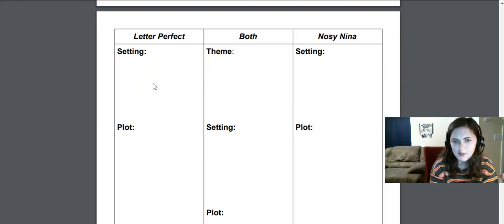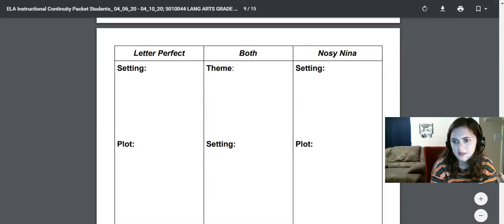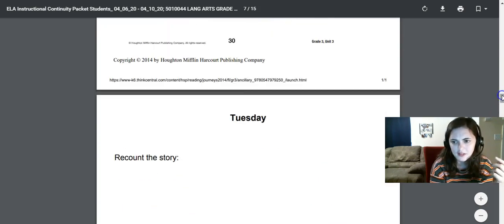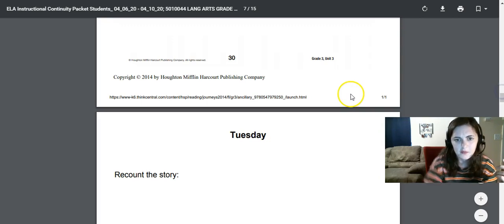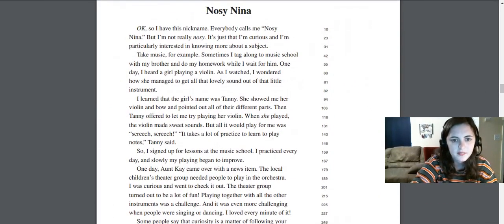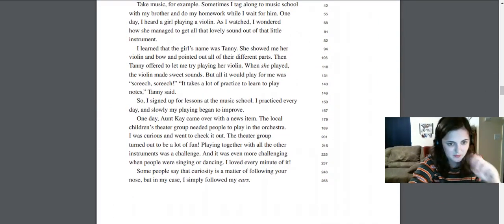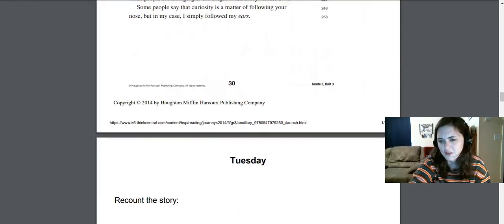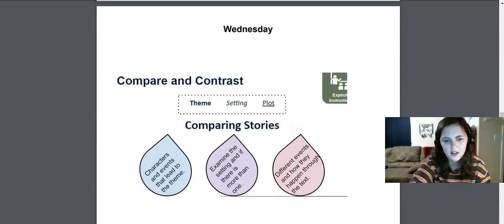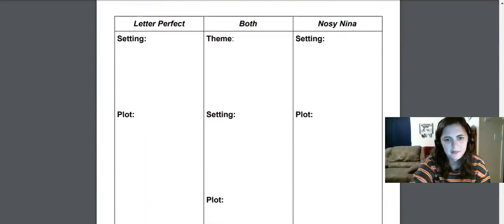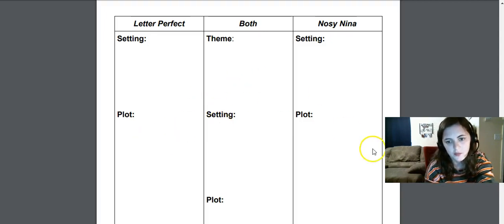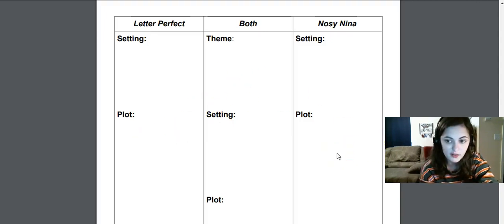Letter Perfect is talking about being at home at some point, and if I recall correctly, I don't think Nosy Nina talked about being home. They didn't directly say she was ever at home, so maybe I would add that in here. Maybe you could talk about how they were at a spelling bee in the plot here, where they were at an orchestra here.